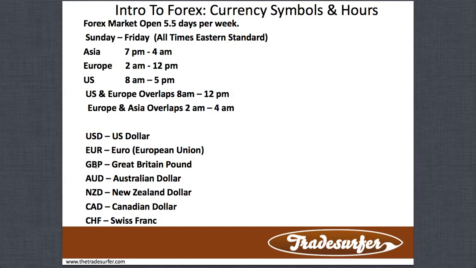Now, we have some acronyms here. You'll notice the USD stands for US dollar, the euro, Great Britain pound, Australian dollar, New Zealand dollar, Canadian dollar, Swiss franc. Those are going to be the designations. Much like if you were looking at a stock symbol, think about this. This is the symbol for these currencies. So if you looked at the Australian dollar, you would see AUD.